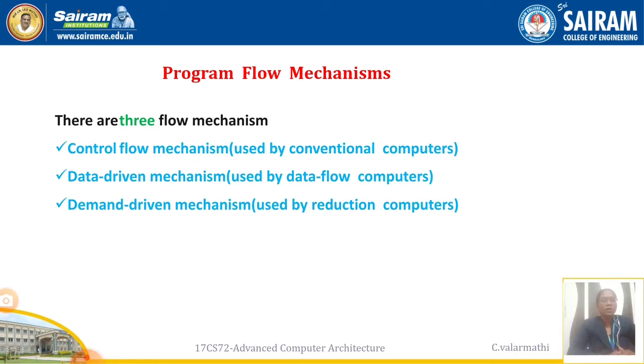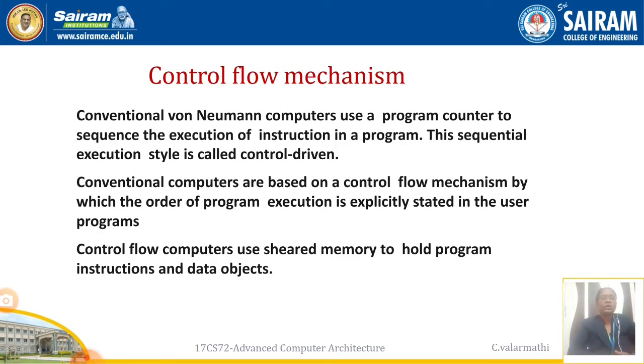Now I hope you understand what is meant by control flow mechanisms, data driven mechanisms and demand driven mechanisms. Let us see them one by one in detail. Control flow mechanism means conventional von Neumann computers use a program counter to sequence the execution of instructions in a program. In a traditional von Neumann computer, we know the term program counter, PC.